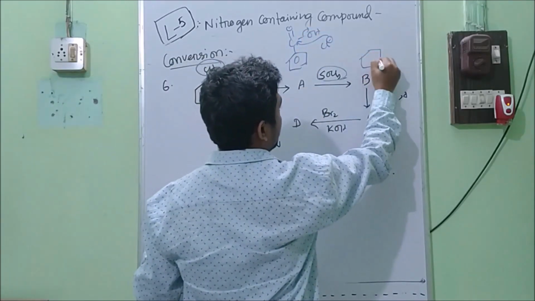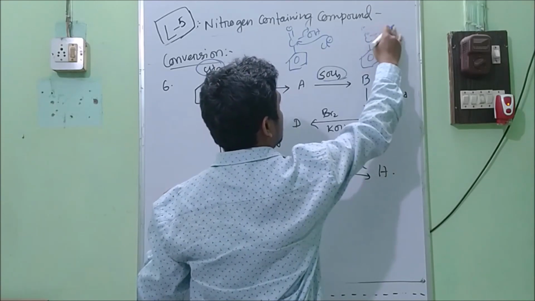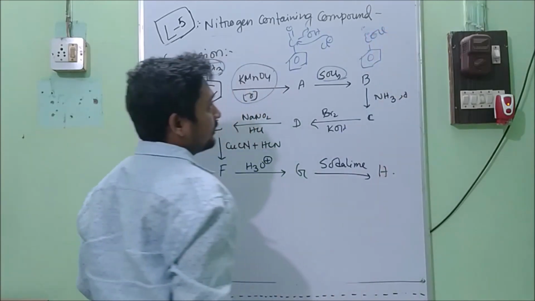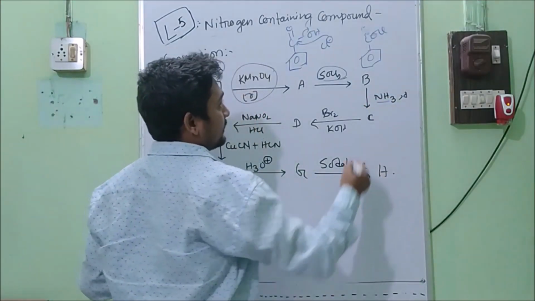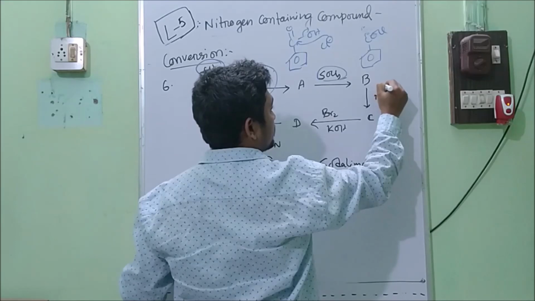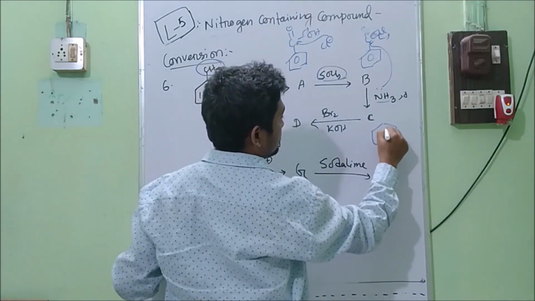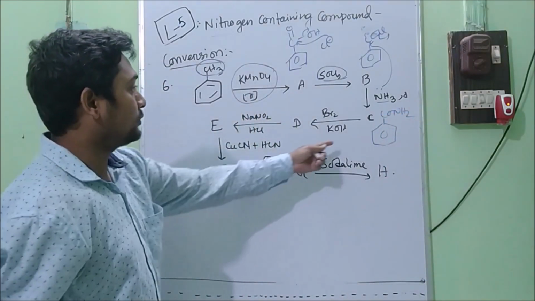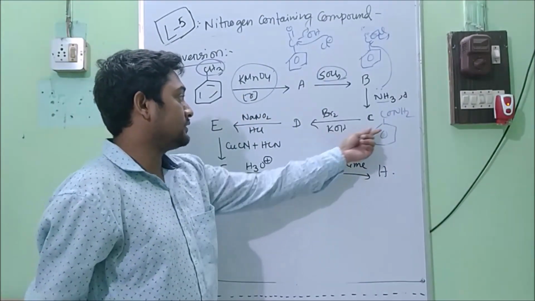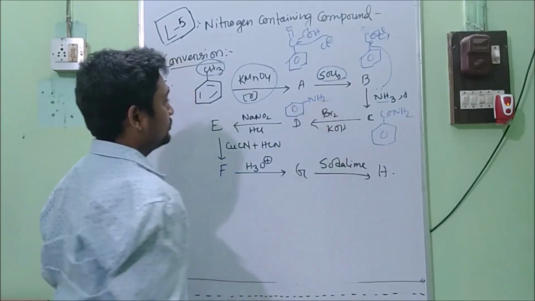So you will have COCl. Now if we use ammonia, then this lone pair will attack here and Cl goes out, then it will convert into CONH2. Next, Br2 KOH, this is a Hoffmann bromamide reaction, so CO will vanish, so we will have here NH2.